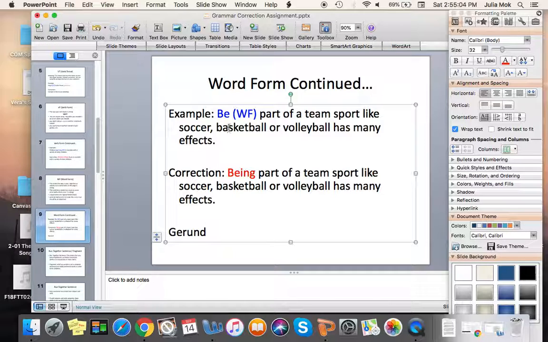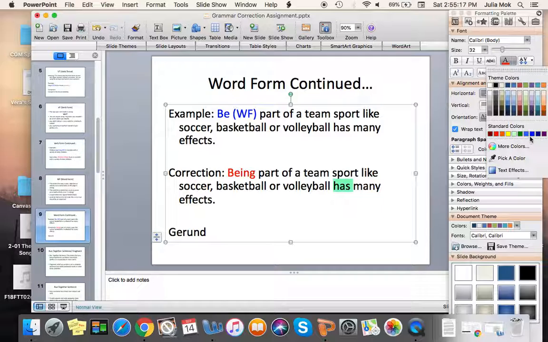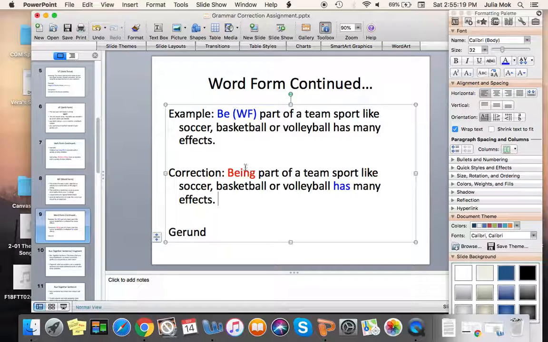Perfect. So now our verb, that was a command, is now not a verb anymore. It's a noun. So that's taking the place of our subject. And here we have our verb, which is has. So our subject here, being part, and has many advantages. So that's great.